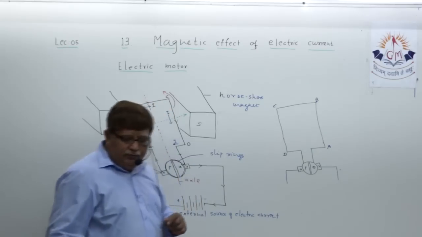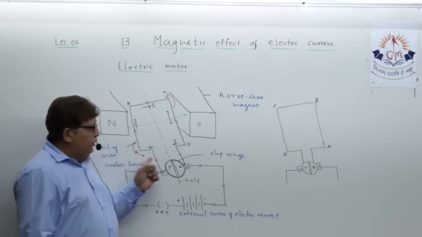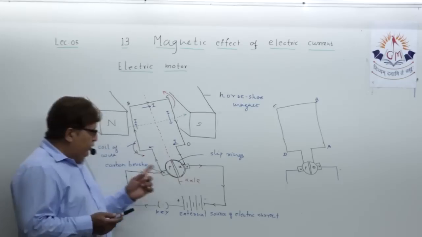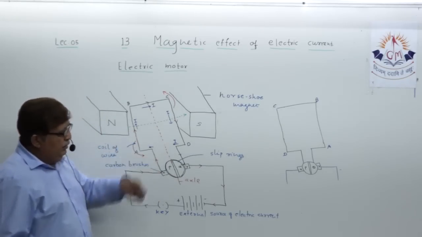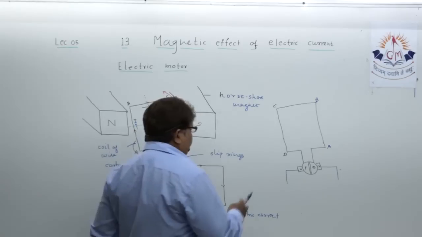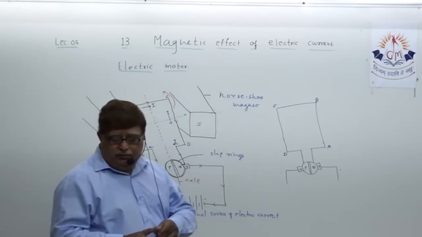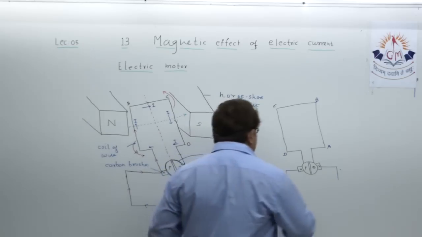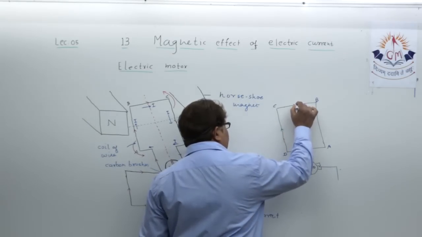So now what happens, dear student? What initially happened? AB was pulled downward and CD was pulled upward, because the direction in AB was from A to B. Now dear student, try to understand. The direction of current is going to remain as it is, because it ensures the steady flow of current. Now what happens? This is the direction of current. Again I am showing.